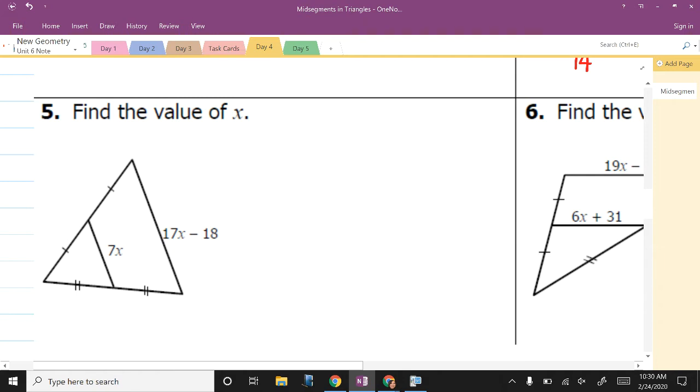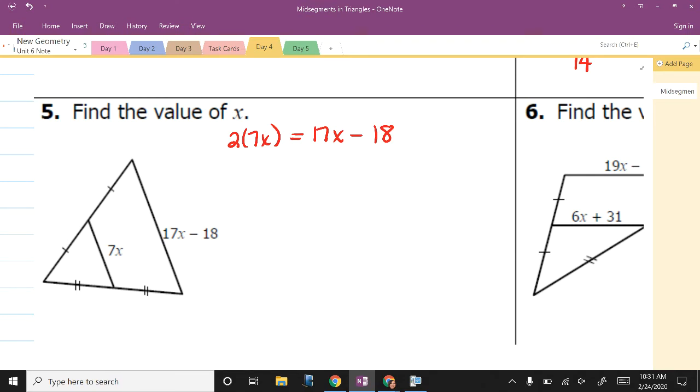7x is equal to 17x minus 18. If I double the mid-segment, I can set it equal to the outside segment, right? Or you can say 1/2 of the outside segment equals inside. But multiplying times 2 is a little bit better than multiplying times 1/2. Some people are afraid of fractions. So I'm going to do 2 times the mid-segment. So 2 times 7x equals 17x minus 18, and set up my equation that way to solve for x.